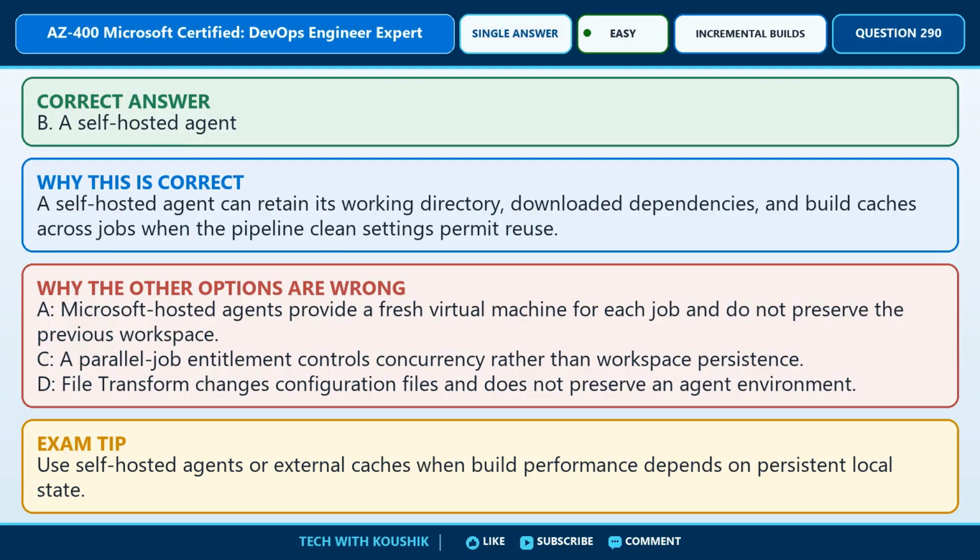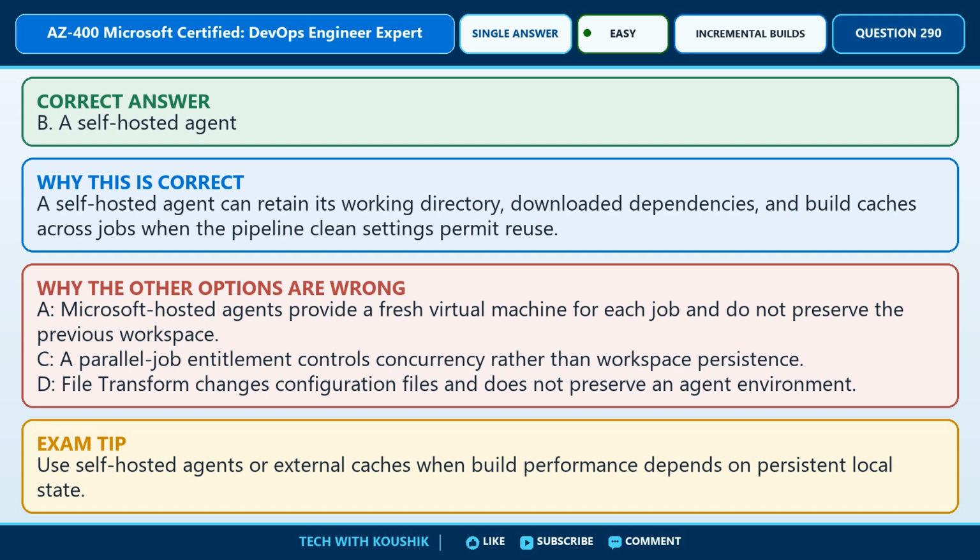The correct answer is Option B. A self-hosted agent. Here's why. A self-hosted agent can retain its working directory, downloaded dependencies, and build caches across jobs when the pipeline clean settings permit reuse. Why are the other options not correct?